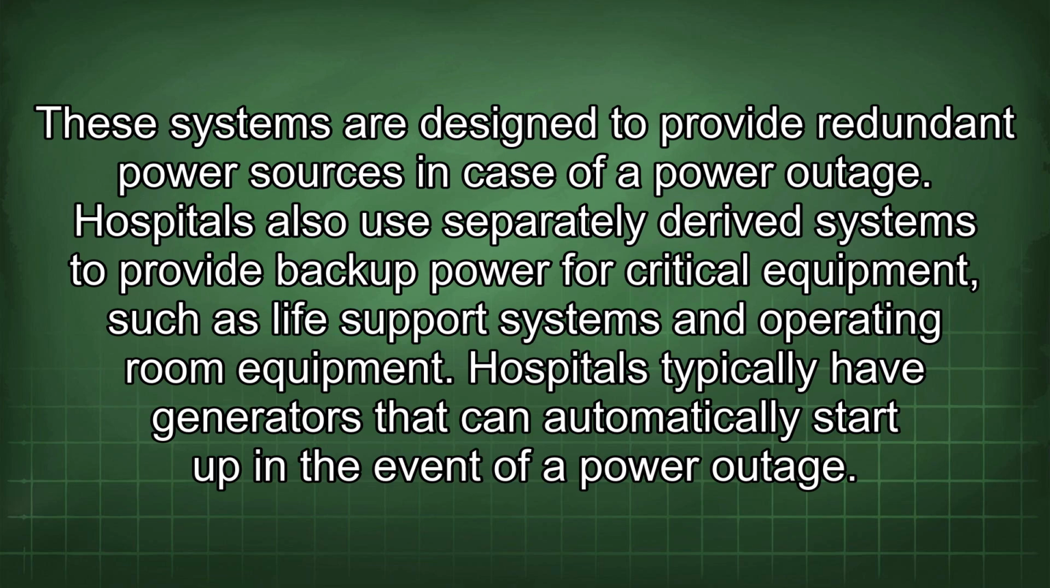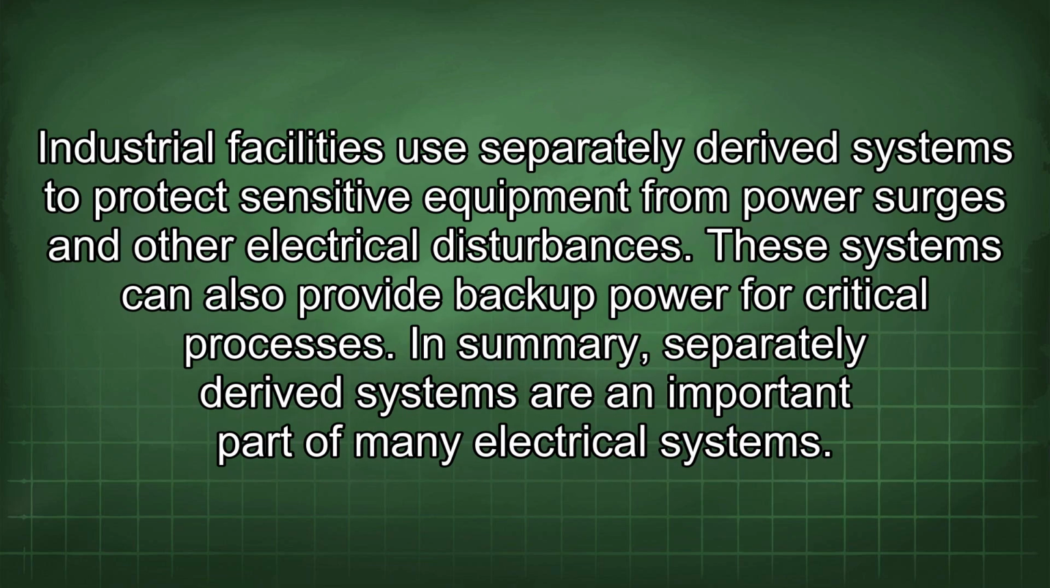Hospitals also use separately derived systems to provide backup power for critical equipment, such as life support systems and operating room equipment. Hospitals typically have generators that can automatically start up in the event of a power outage. Industrial facilities use separately derived systems to protect sensitive equipment from power surges and other electrical disturbances. These systems can also provide backup power for critical processes.